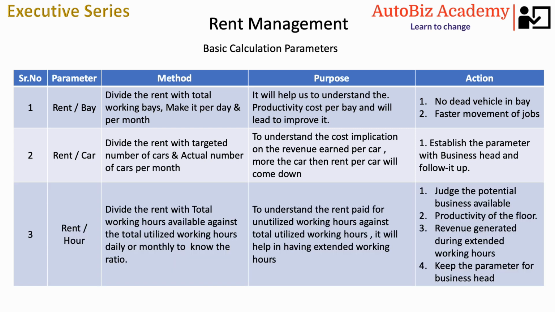Then the third is rent per hour. We utilize the workshop not for 24 hours. We may utilize it for 8 hours, 9 hours or 10 hours. So divide the rent by the total working hours available against the total utilized working hours, daily or monthly, to know the ratio. In case you have the workshop for 24 hours but are using it for only 11 hours, you have to divide the rent by 24 hours as the standard and the actual 11 hours.